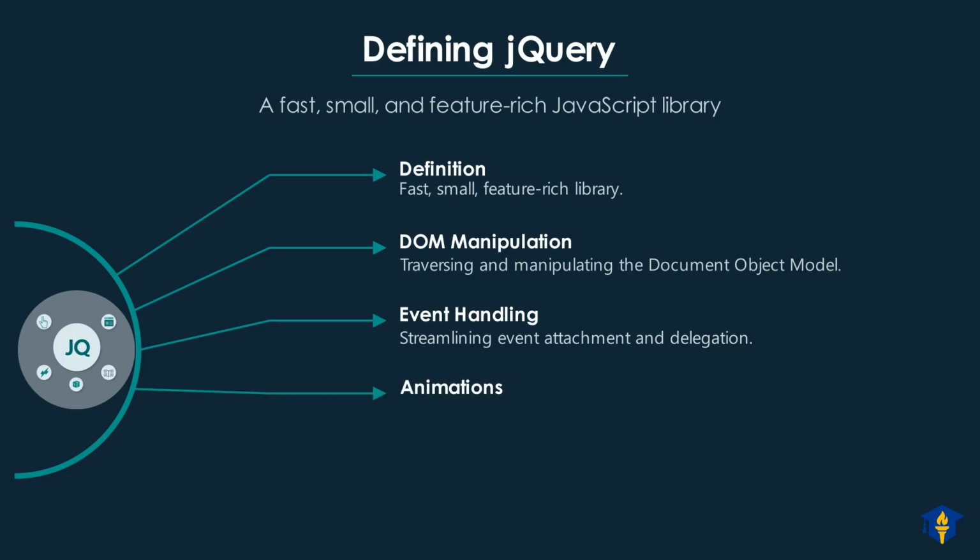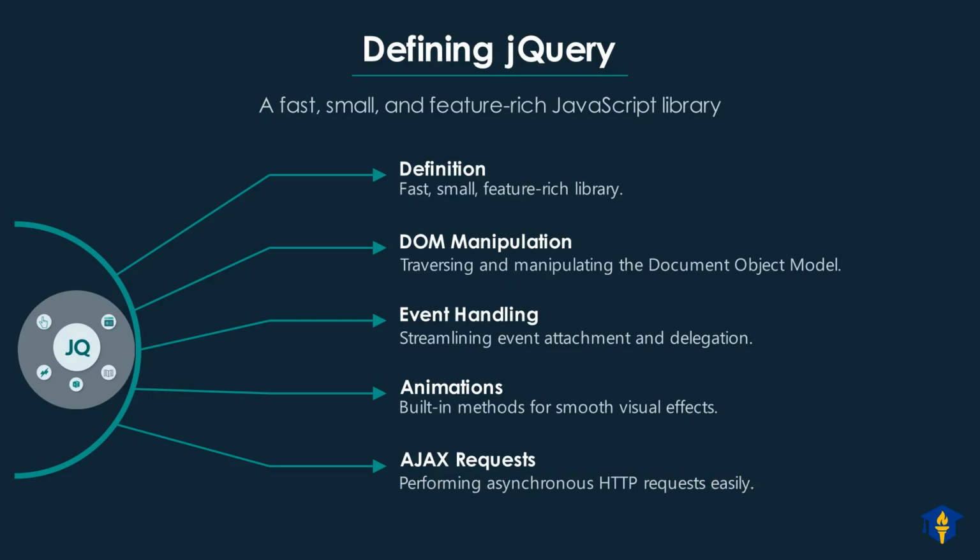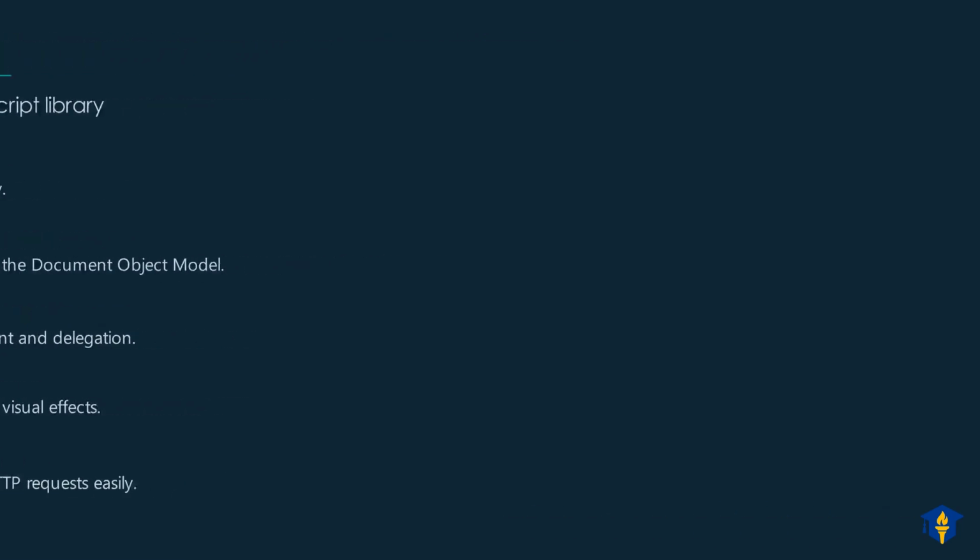Furthermore, jQuery provides excellent support for animations, allowing you to create engaging visual effects effortlessly. jQuery includes built-in methods that enable smooth visual effects and transitions, enhancing the user experience. Lastly, we will cover jQuery's ability to handle AJAX requests, crucial for dynamic web applications. jQuery allows you to perform asynchronous HTTP requests with great ease, fetching data without full page reloads.